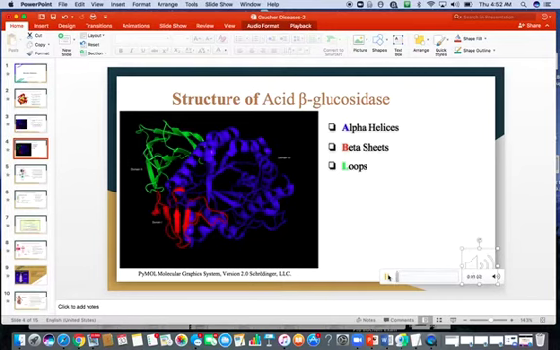And this is a 3D structure, or tertiary structure, of the enzyme acid beta glucosidase. The blue part of the 3D structure represents the alpha helices, and the red part represents the beta sheets, and the green portion represents the loops.